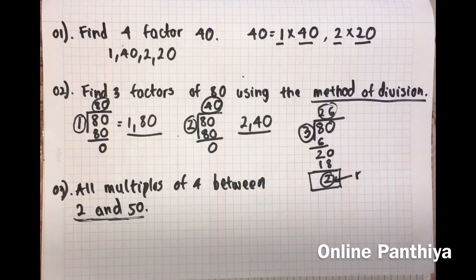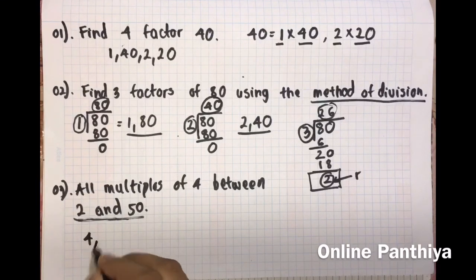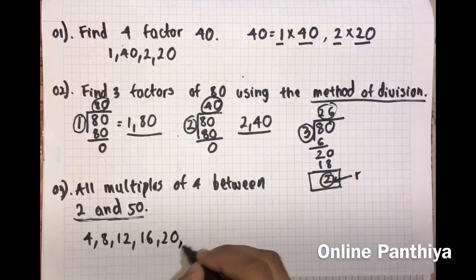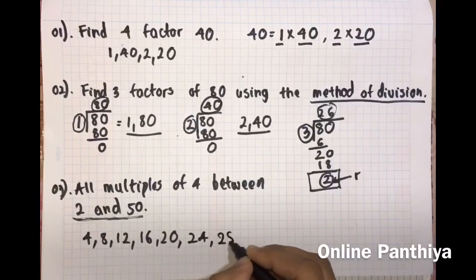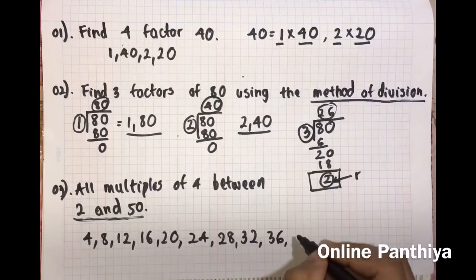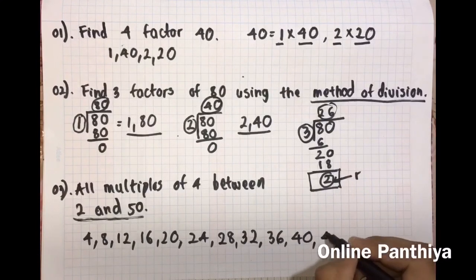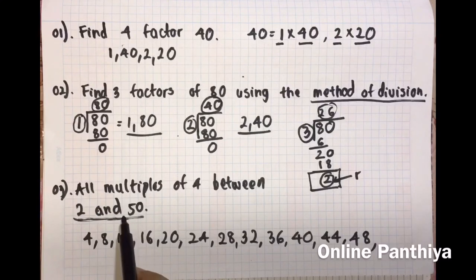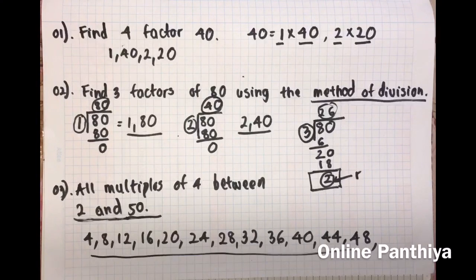Multiples means multiplication. So you have to start multiplying. 4 into 1 is how much? 4. This is a multiple. 4 into 2, 8. 4 into 3, 12. Next 16. 20. Next 24. Then you have 28. Next 32. 36. Next 40. 44. Next, yeah, 48. Now can you write 52? No, you can't. Why? You should write all the multiples that are lesser than 50. So these are the multiples.